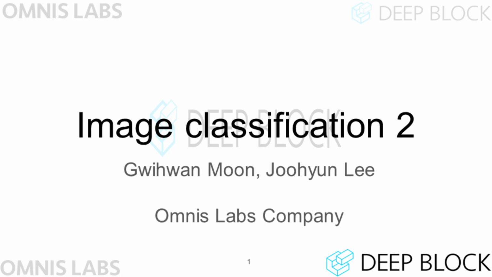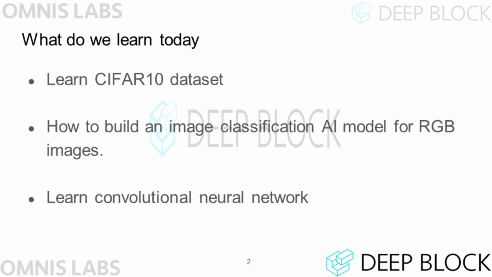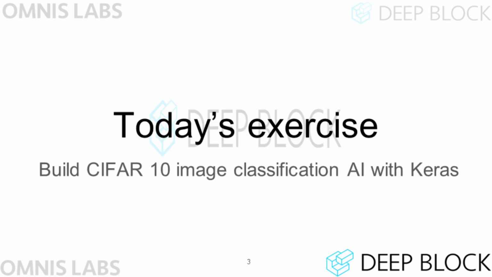Today we will continue to learn about image classification. Today we will learn about the CIFAR-10 dataset, and we will learn how to build an AI model to classify RGB images. Finally, we will learn what a convolutional neural network is. Today, we will build CIFAR-10 image classification AI with Keras.